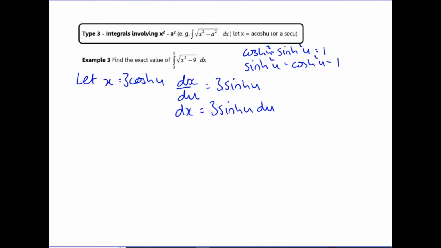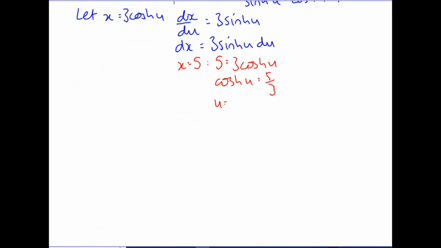At some stage in this question, I also need to deal with my limits. So x is 5 is my upper limit, and I need to work out u for this one. So subbing x is 5 here, 5 is 3 cosh u. So cosh u equals 5 over 3. I want the exact limit, which unfortunately the calculator doesn't give. So if you use the ln definition for inverse cosh, you get ln of x plus root x squared minus 1, and this gives you ln 3 as your limit.